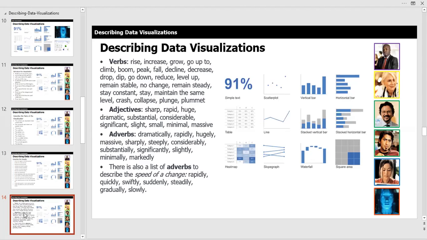There are verbs that describe data: rise, increase, grow, go up to, climb, boom, peak, fall, decline. I won't read them all, but there are adjectives: sharp, rapid, huge, dramatic. And adverbs like dramatically, rapidly, hugely, massively, sharply, steeply. At the bottom there's also a list of adverbs to describe the speed of the change: rapidly, quickly, swiftly, suddenly, steadily, gradually, slowly.